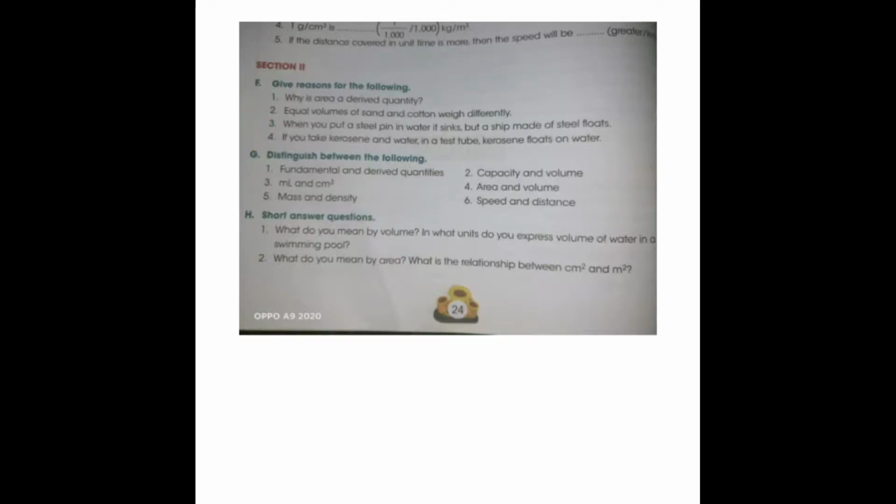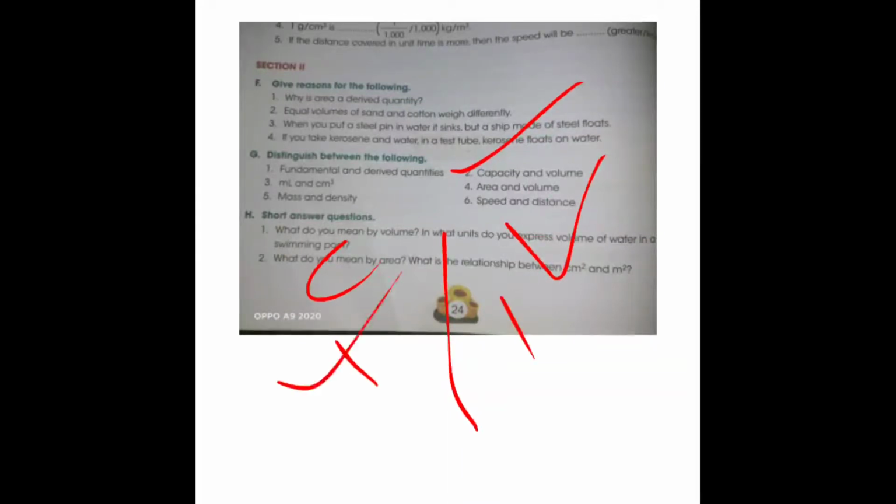Next, capacity and volume. Capacity on the left side, volume on the right side. First you write the definition, so both the definitions you will write. Next point you will write its example. There is one bottle example also, so example you will write. Similarly, milliliter and centimeter cube, area and volume. So 3 points you will search from your book and you will write.